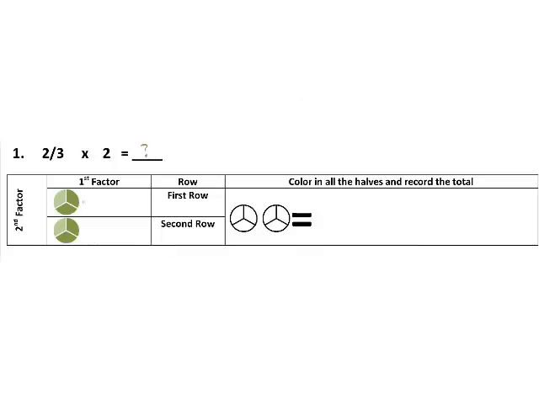2/3 times 2. We have 2 2/3. Here is 1, 2 out of 3, 2/3. So now if we look at this, we can just take this one right here. There's 1, and I can fill this in. So there's 1. Now I have another one, 2/3. There's my second one. So that makes 1 2/3.